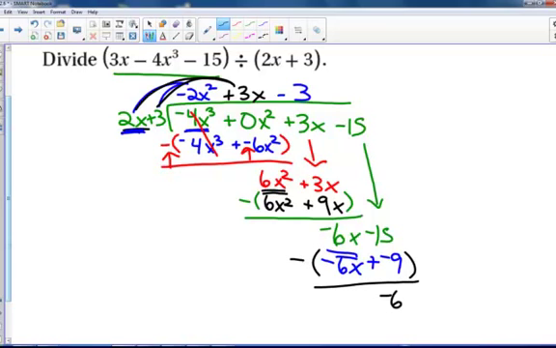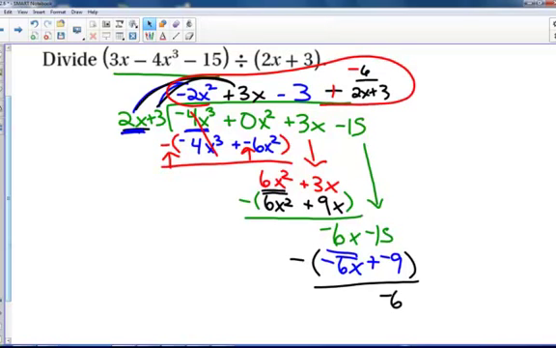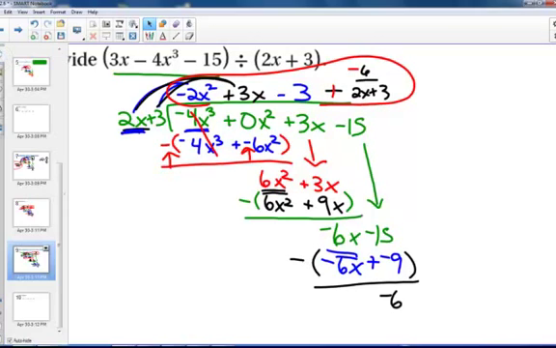So I would put minus 6 over 2x plus 3. You could put plus as long as you make the 6 negative. This is your answer for what you get when you divide that trinomial by the binomial. I think we have time to do the last one.